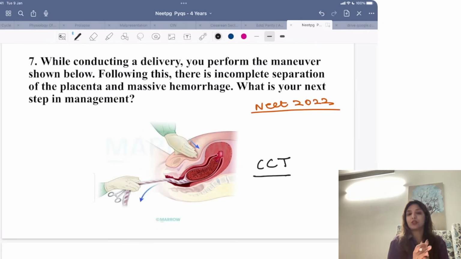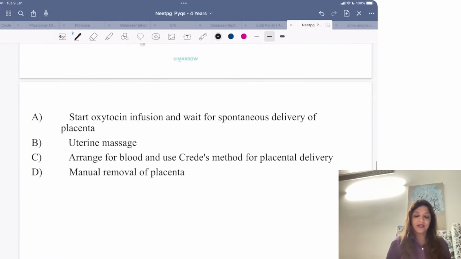So, common sense tells me that if the placenta did not come out, and there is excessive bleeding, what am I going to do? Quickly, I'm going to take my hand inside, make the uterus relax, make the patient relax, and remove the placenta and then give her oxytocin. Here they have written start oxytocin and wait for spontaneous delivery. No, right? Because the patient is having excessive bleeding, I'm not going to start oxytocin and wait for spontaneous delivery.